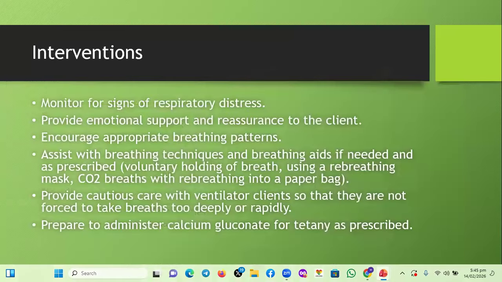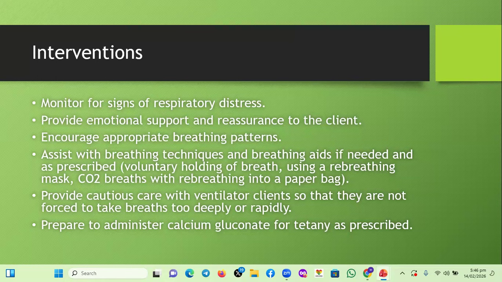When it comes to our interventions, you need to monitor for respiratory distress. You provide the client with emotional support and reassurance, especially if the person is experiencing severe anxiety, or the cause is an emotional issue like, let's say, anxiety or panic attack. You would have to stay with the person. You would have to reassure the person.